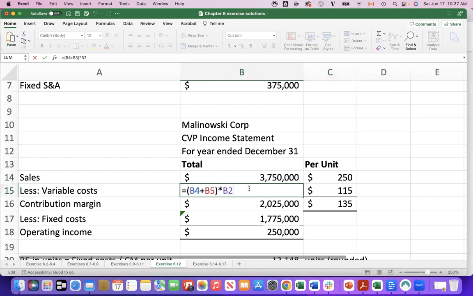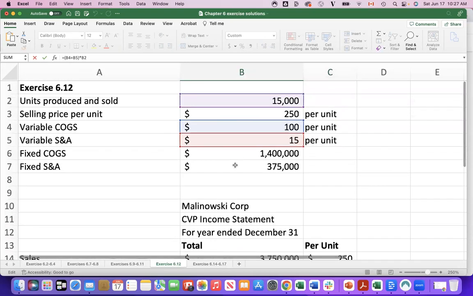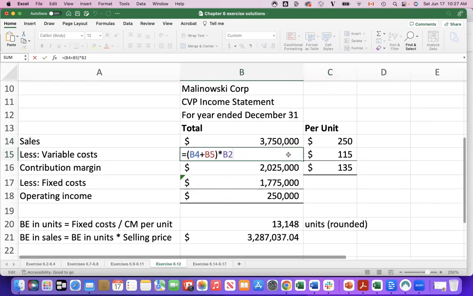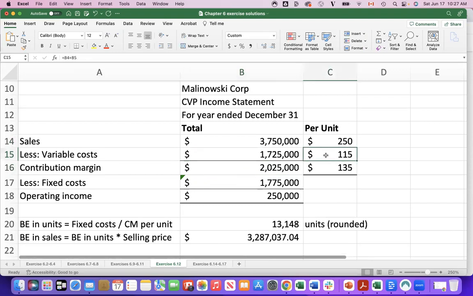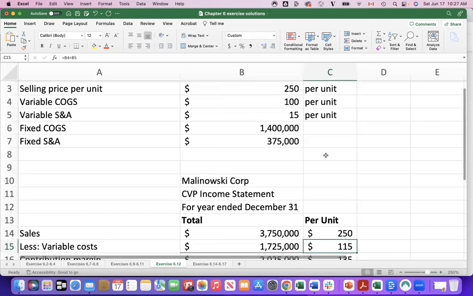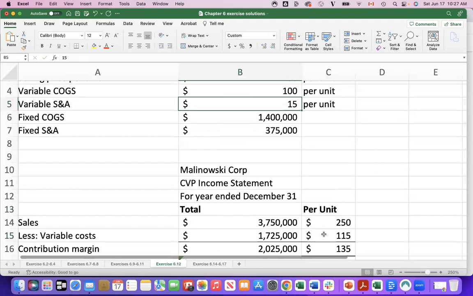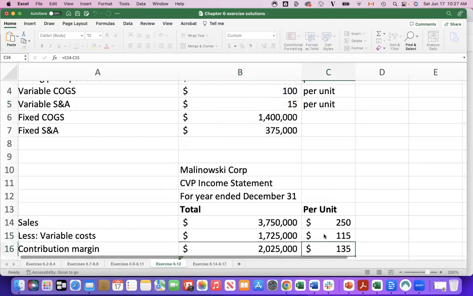So how did we calculate that? We take our units sold of 15,000 and we multiply it by the total variable cost per unit, which was cost of goods sold of 100, selling and admin of 15, so $115 per unit times the 15,000 units sold gets us total variable costs of 1.725 million. Per unit, that's just simply adding up the variable cost of goods sold of $100 per unit and the variable selling and admin of 15. That's how we get variable cost per unit of $115.